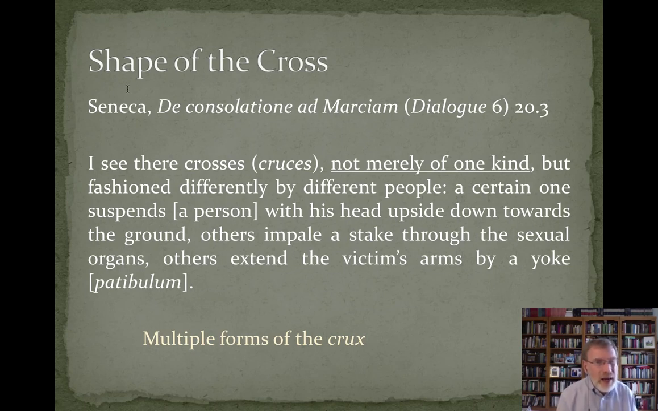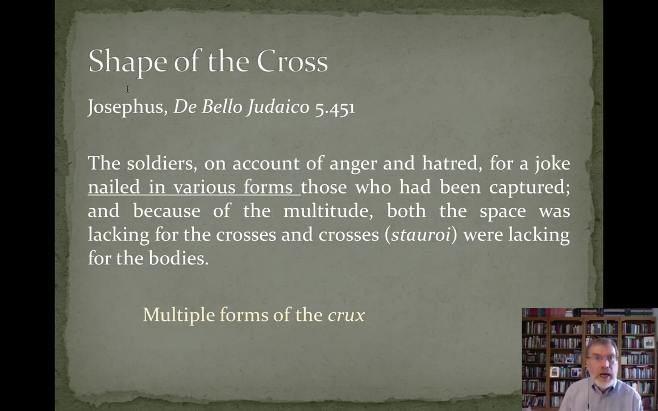That last case kind of sounds like what we expect in terms of Jesus, arms extended by a yoke or a patibulum, which would be the crossbar. But he lists that as one of several kinds. Now, he does say not merely of one kind, which may indicate that at least some people in Seneca's readership might have assumed that as soon as he says the word crux, there was a particular kind in mind. But he goes on to clarify that he has seen actually multiple kinds during his life.